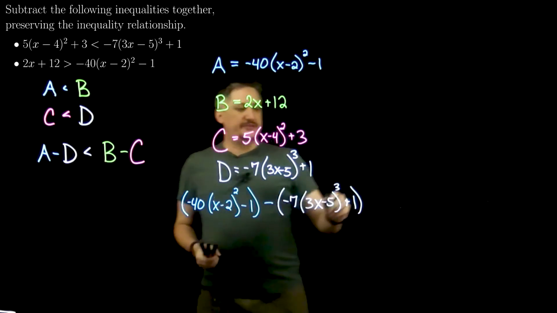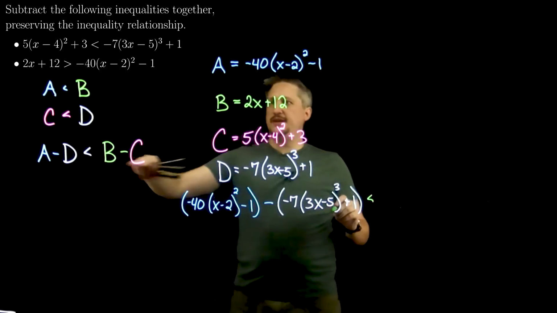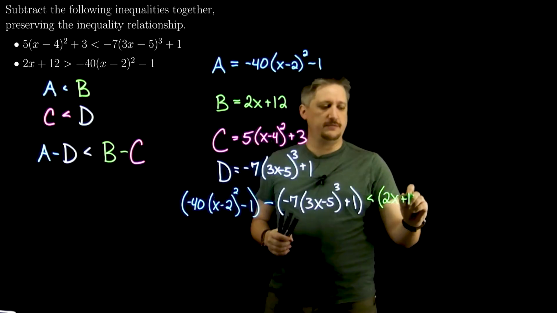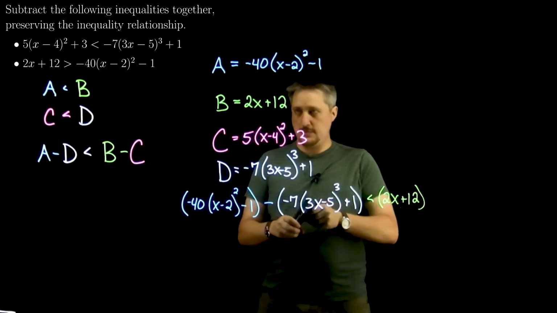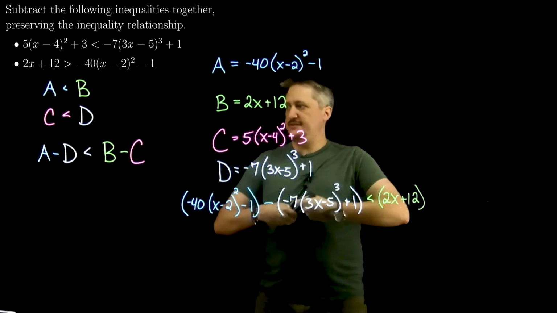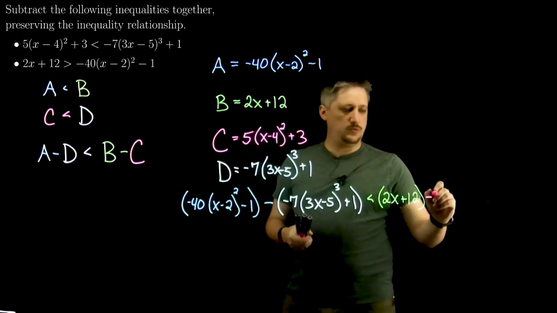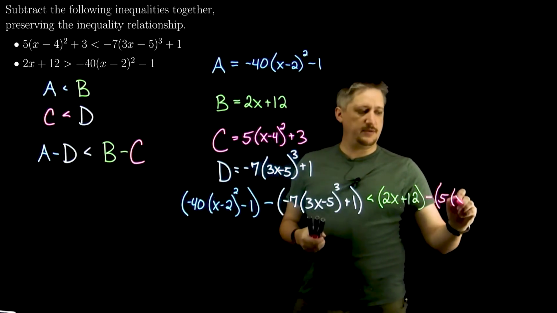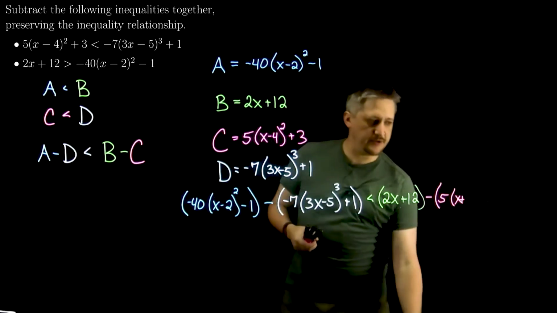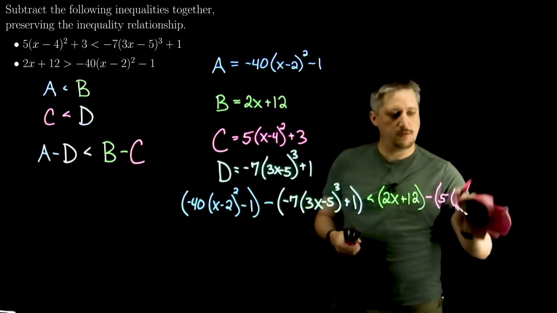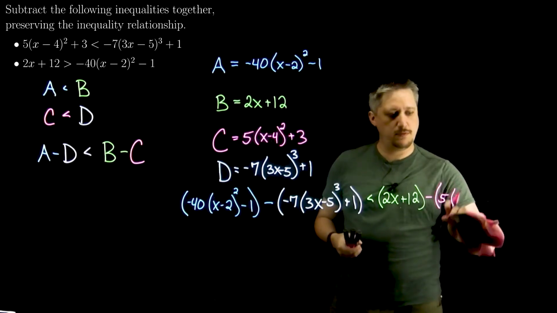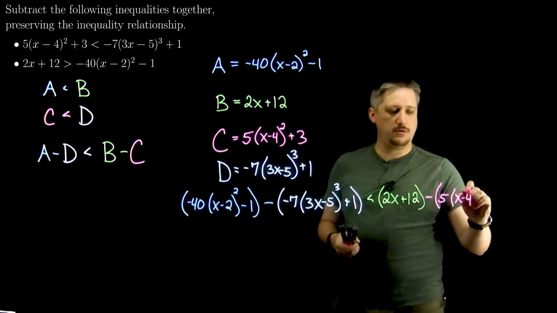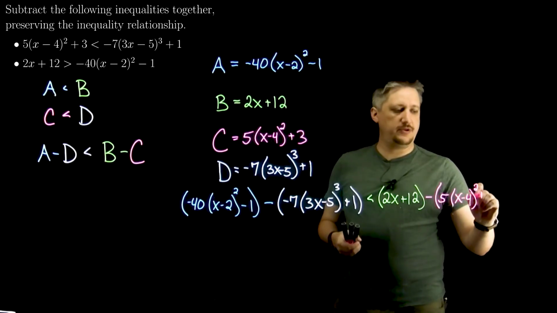So then I know this is less than B, which is 2x plus 12, minus C, which was 5 times x minus 4, not plus 4, x minus 4 squared plus 3.